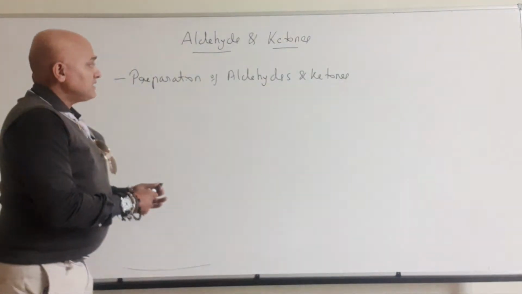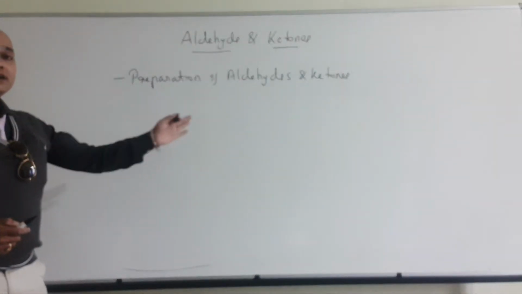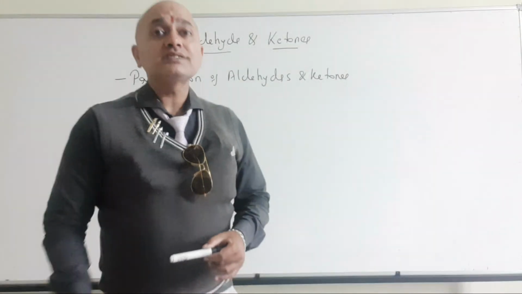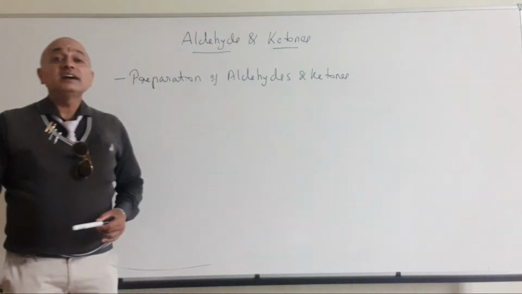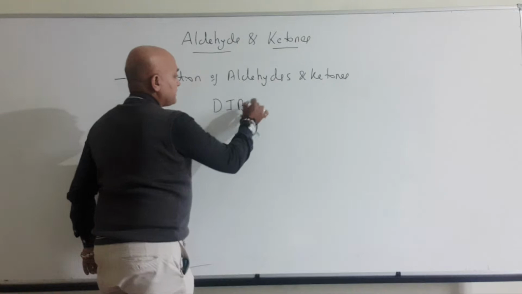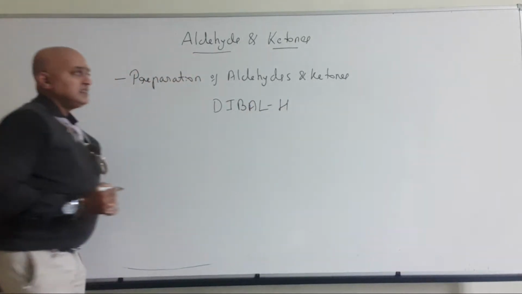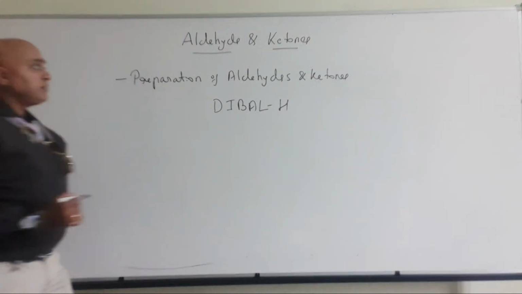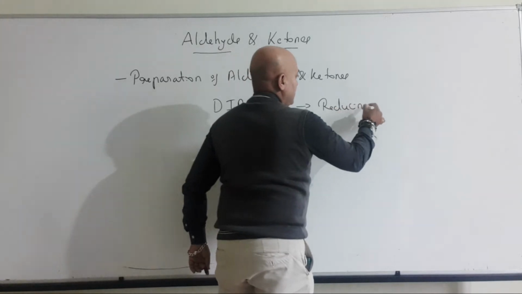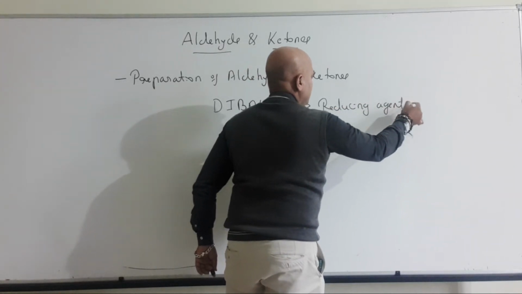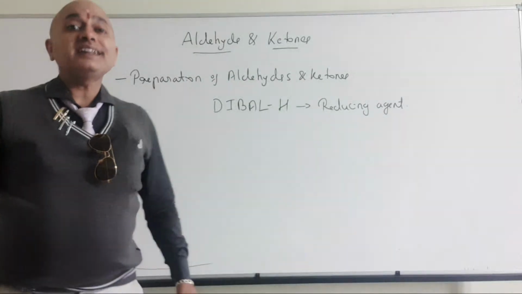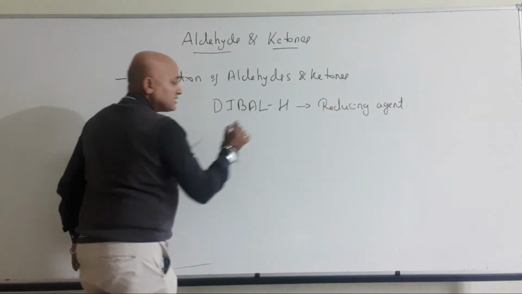For example, nitriles can also be converted into aldehydes by another method, using a mild reducing agent. Normally, they will use DIBAL-H. So what do you mean by DIBAL-H? It is a reducing agent. Naturally, when we are converting nitriles to aldehydes, we have to use a mild reducing agent. Okay. So what is DIBAL?